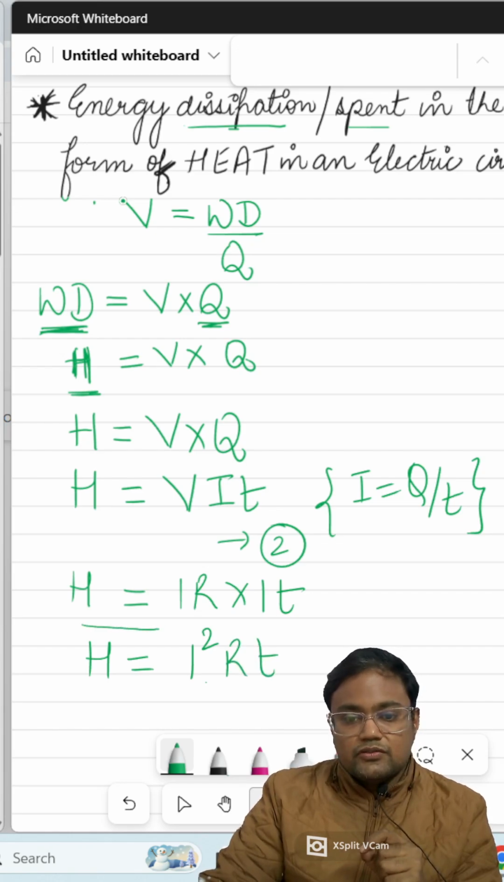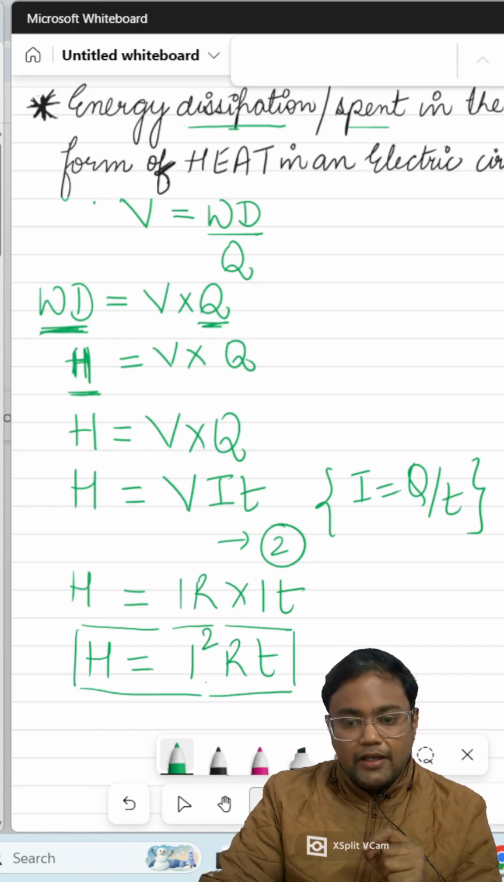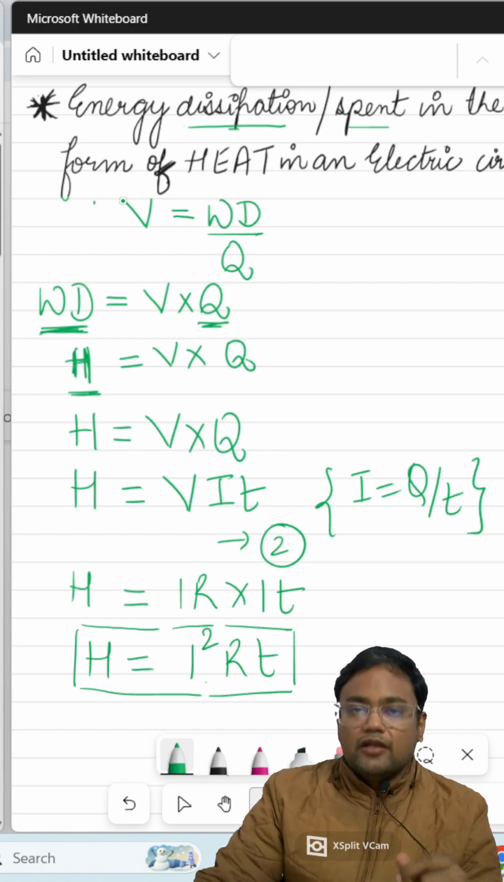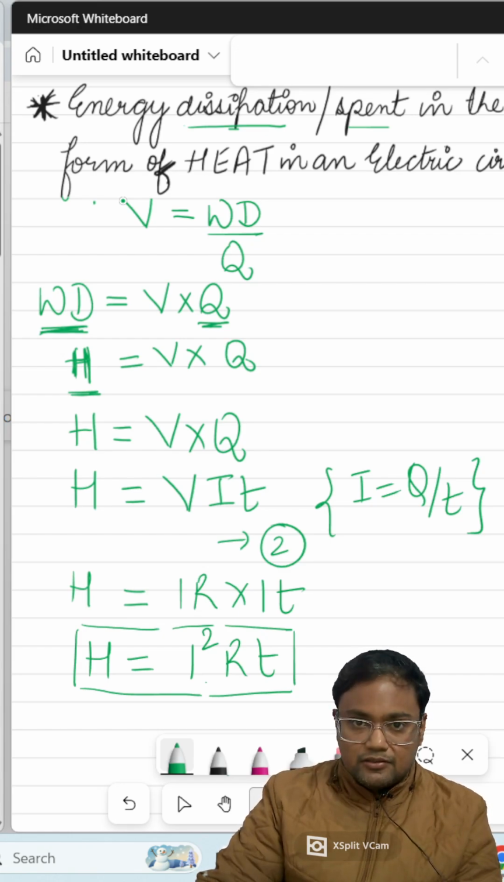So this was what James Prescott Joule worked upon to find the relationship between current, resistance, time and heat energy, heat produced or energy spent in the form of heat in the electrical circuit, right, in the early 19th century.